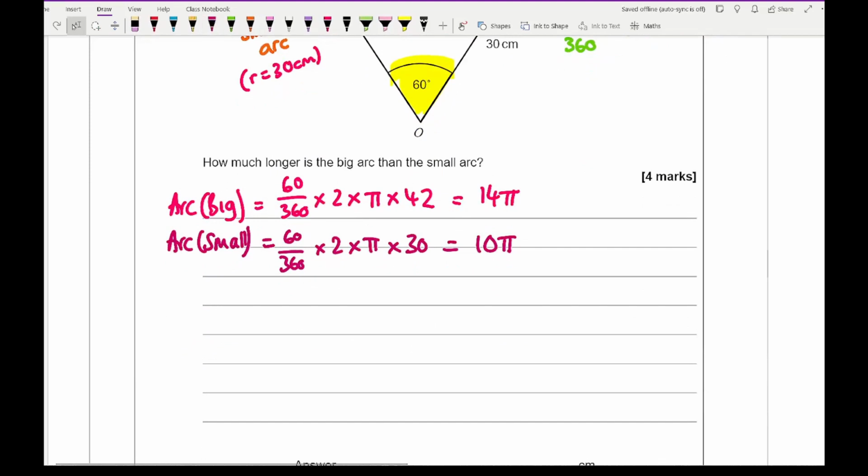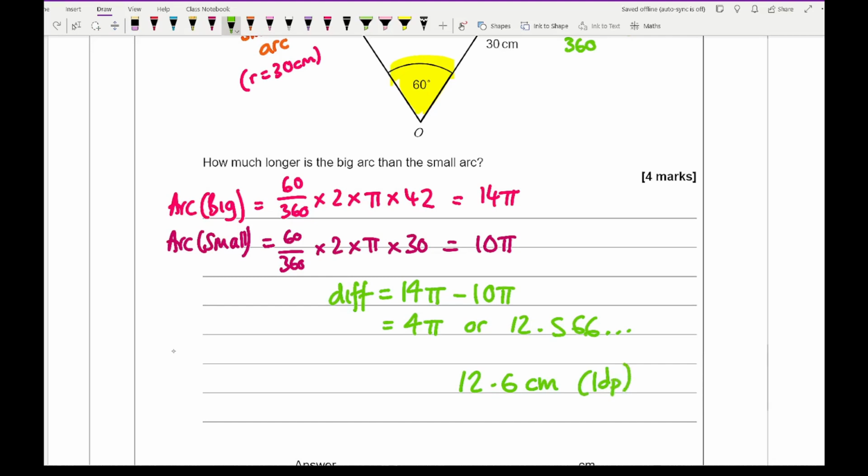So then the difference is going to be 14 pi minus 10 pi, which is 4 pi, and I could write that as a decimal, so it's going to be 12.566 or 12.6 centimeters, and that's to 1 decimal place.